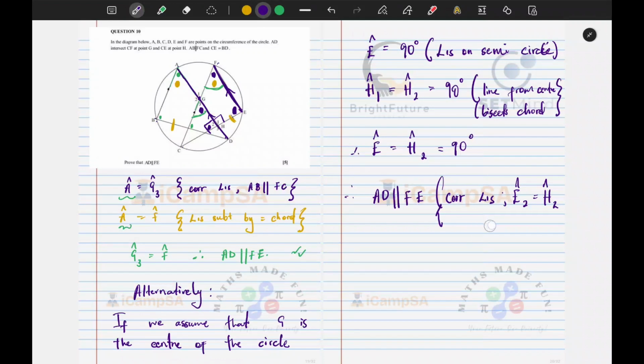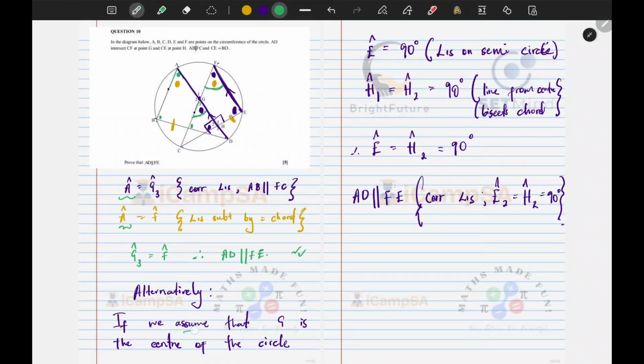Let's write this in one line, which is equal to 90 degrees. Great, so we would have proven that, only if we assume that G is the center of the circle. Perfect. Let's look at another question now.